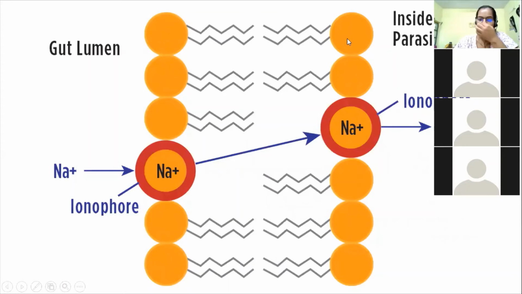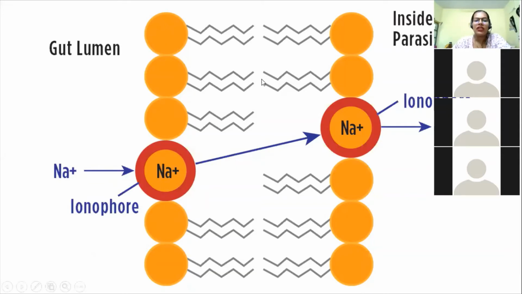In this simple diagram you can see that these ionophores are there. Calcium goes from your gut lumen to the parasite. These parasites are present in the ruminant gut, meaning in the gut of the cattle. Then the ionophores cause this exchange and kill the protozoa or the parasite.